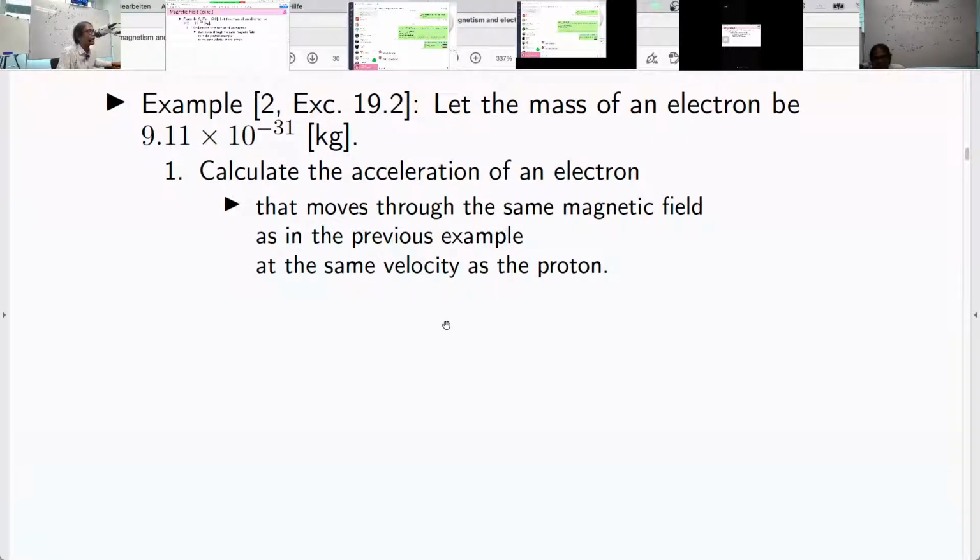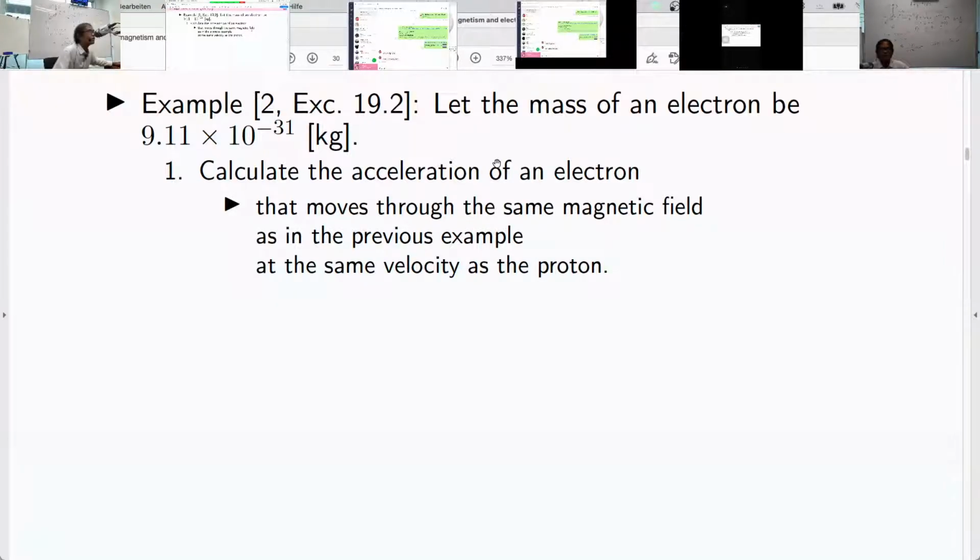But in my life, I have never seen proton and electron by eyes. But the physicists in our branch have some experiment to be able to measure the mass of both tiny particles. That's amazing. Calculate the acceleration of an electron that moves through the same magnetic field as in the previous example, also at the same velocity as the proton.